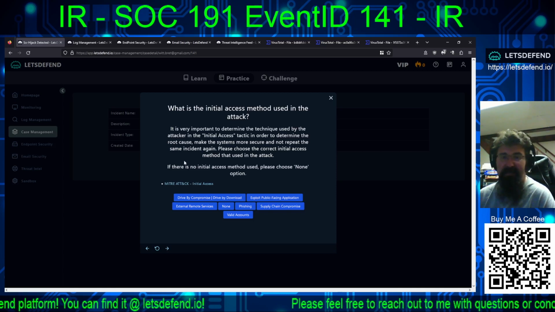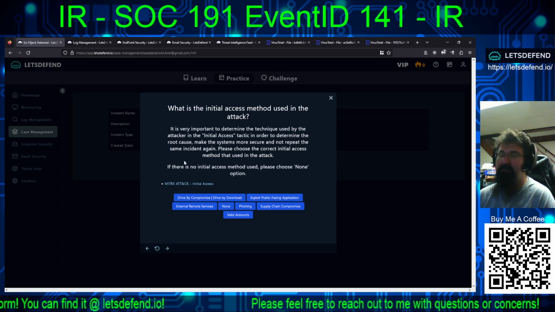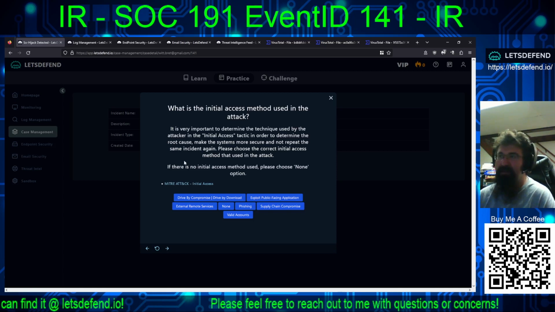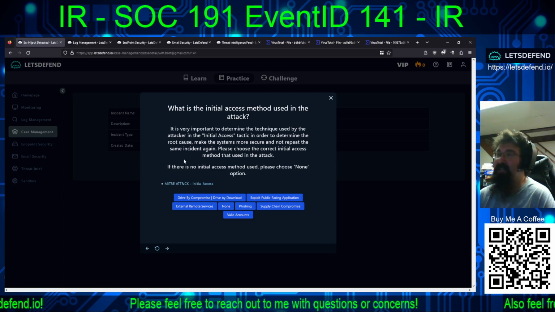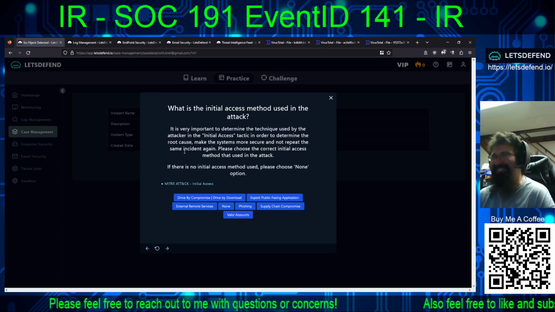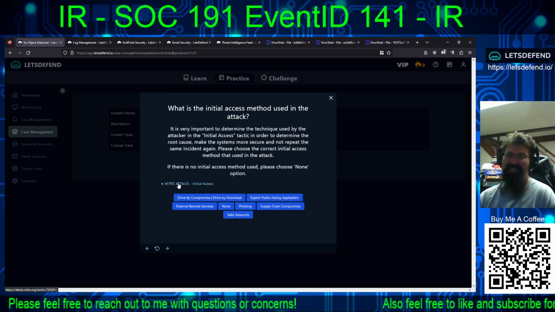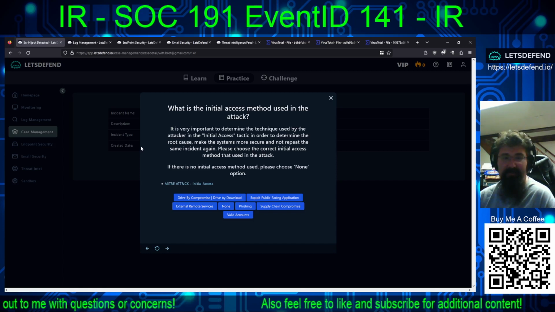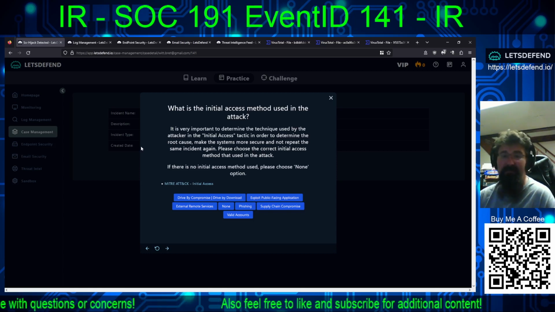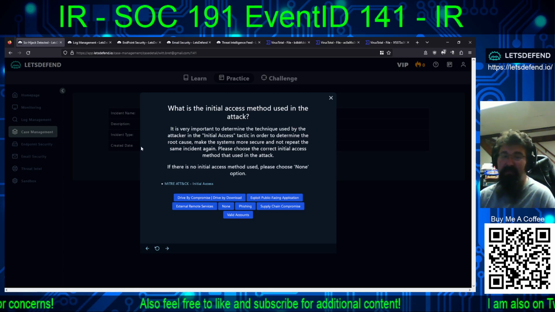Oh, and then initial access. Well, they were the user's best intentions but terrible security posture in this. I mean, it wasn't a drive-by compromise. They actively went out, searched for it, pulled it down. It's not phishing. It's not supply chain compromise. It's not an exploit of a public-facing application.